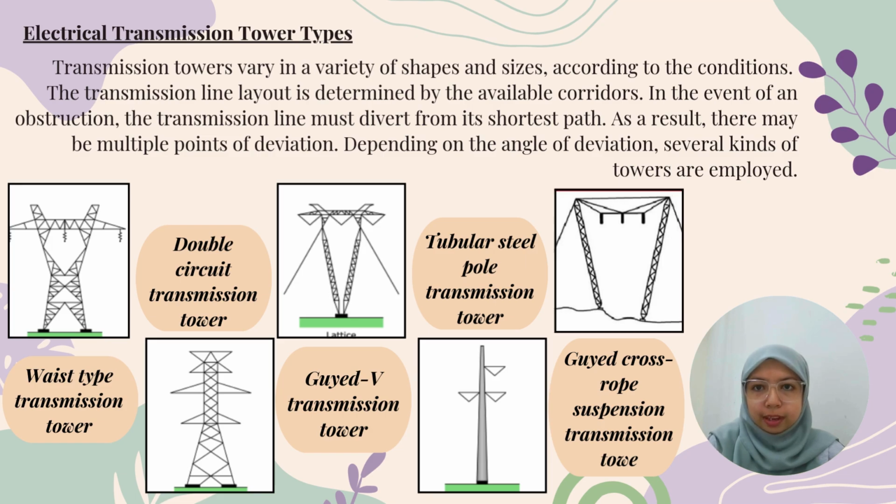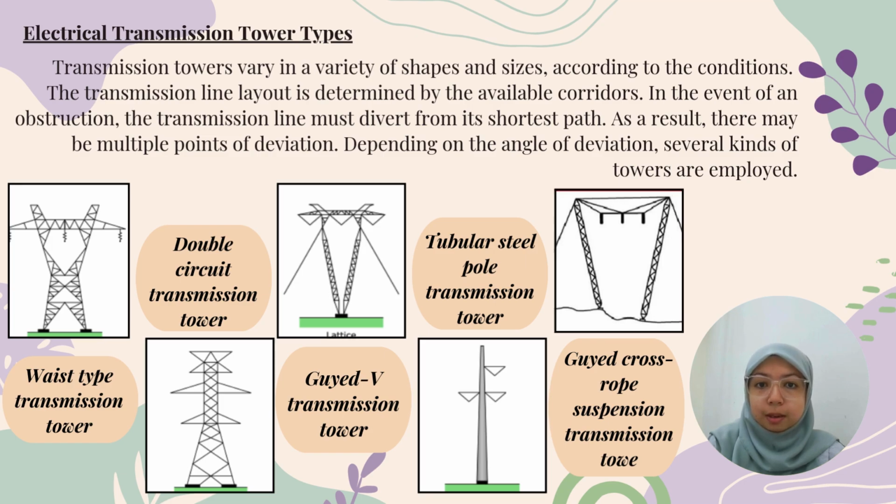The transmission tower types. Transmission towers vary in shape and size according to the conditions. The transmission line layout is determined by the available corridors. In the event of an obstruction, the transmission line must diverge from its shortest path. As a result, there may be multiple points of diversion. Depending on the angle of diversion, several kinds of towers are employed.